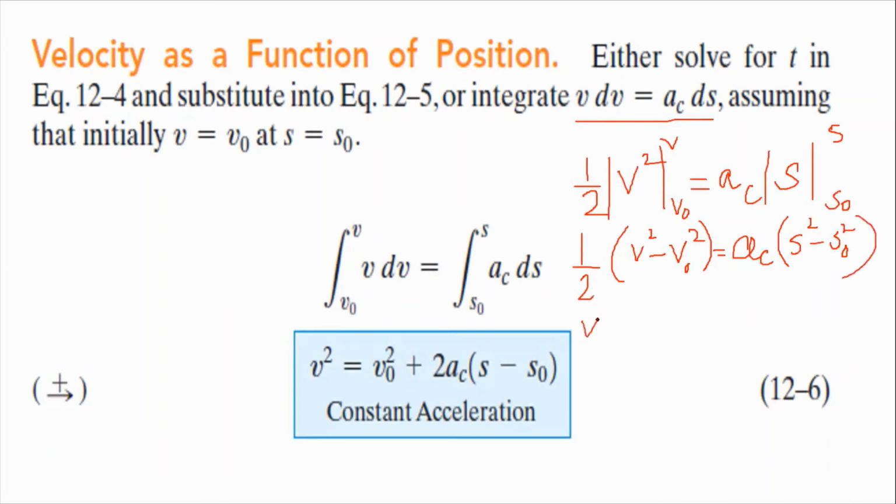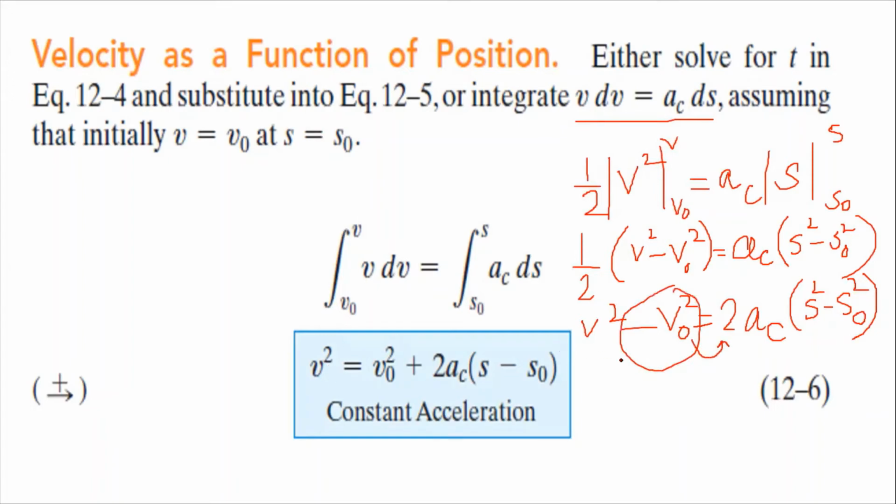Now v square minus v naught square, so we will bring 2 here, so it will become 2a(s square minus s naught square). So what we have to do next, we will bring this v naught square to the positive side, so it will become this equation. So v square equals v naught square plus 2a(s minus s naught). So this will be the equation for the velocity in terms of position. So this is the derivation.